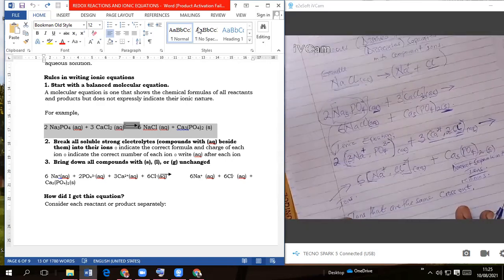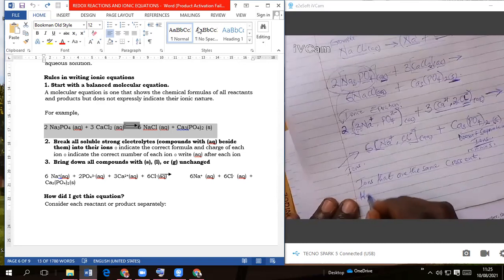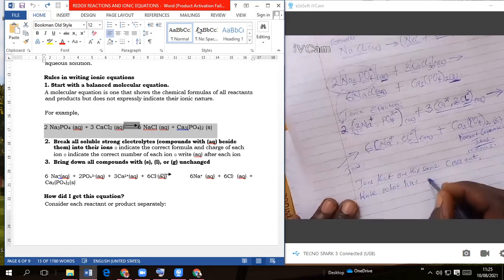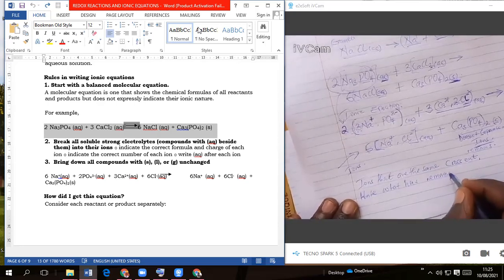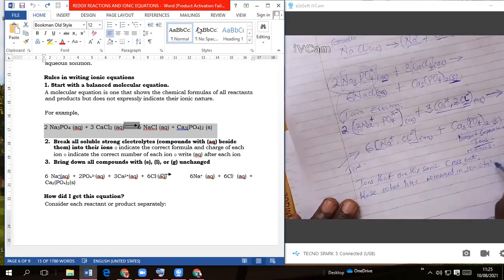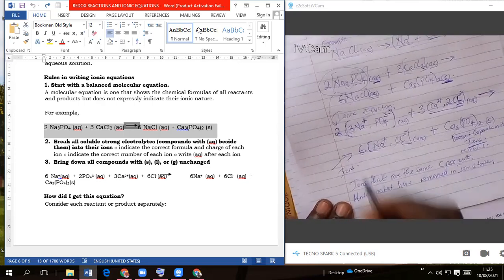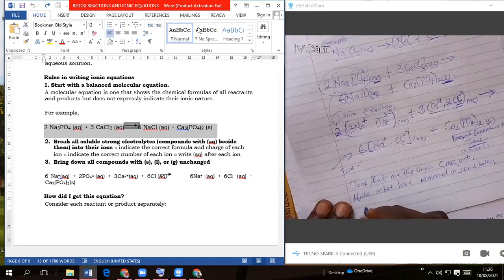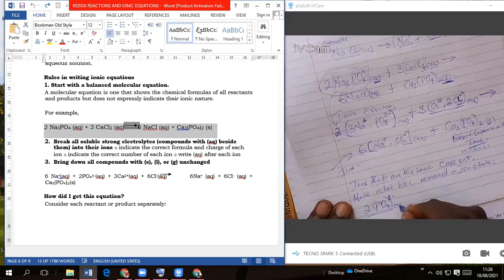So right now you write what remains. What has remained? It is ion state. Here we are left with only 2 times this, which is 2 phosphate ions. That's what has remained there, aqueous.